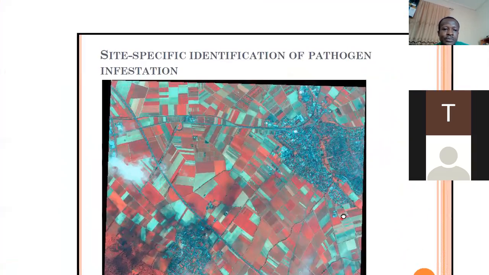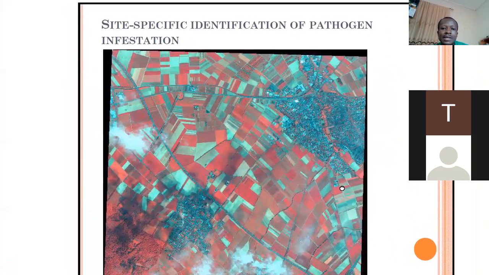Now look at this one. Site-specific identification of pathogen infestation. In fact, pathogens are disease-causing organisms, and think about it. We can actually use remote sensing to tell us what is happening with the infestation of a particular disease-causing organism. That's how important it can be. Is that all right? So remote sensing is very important.